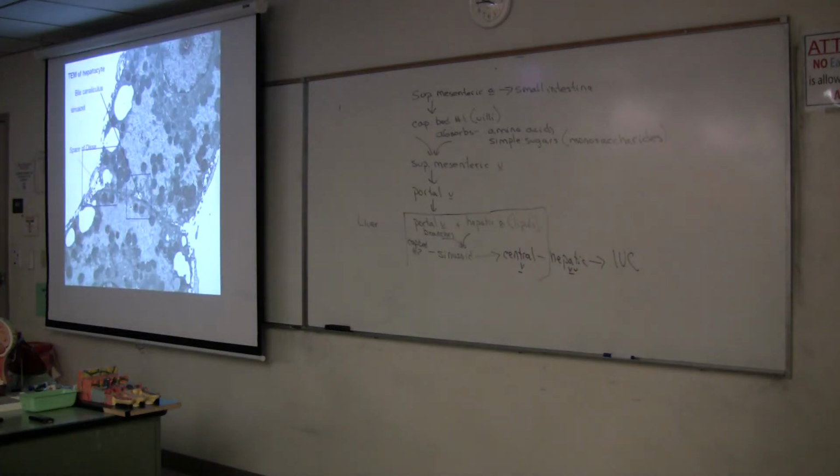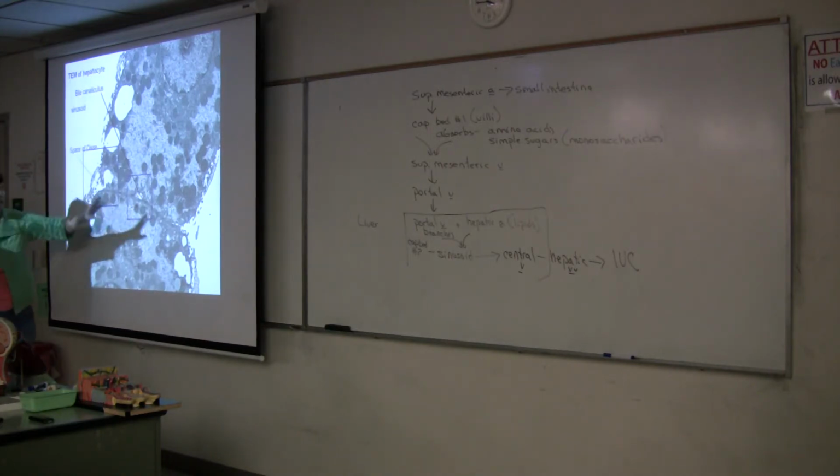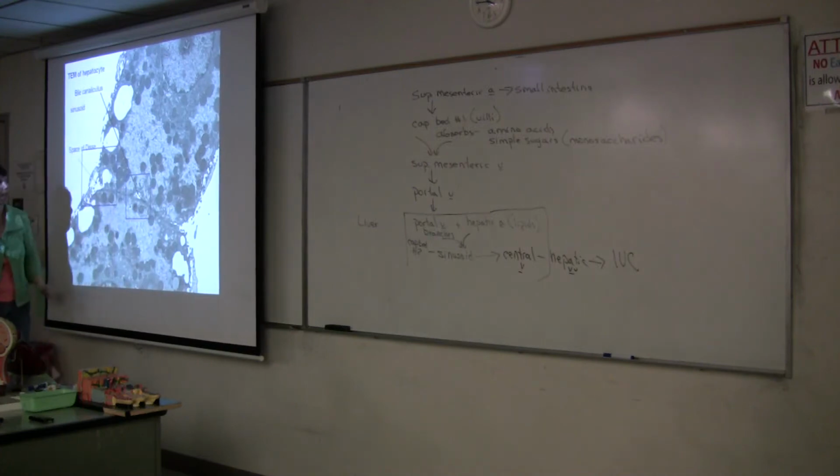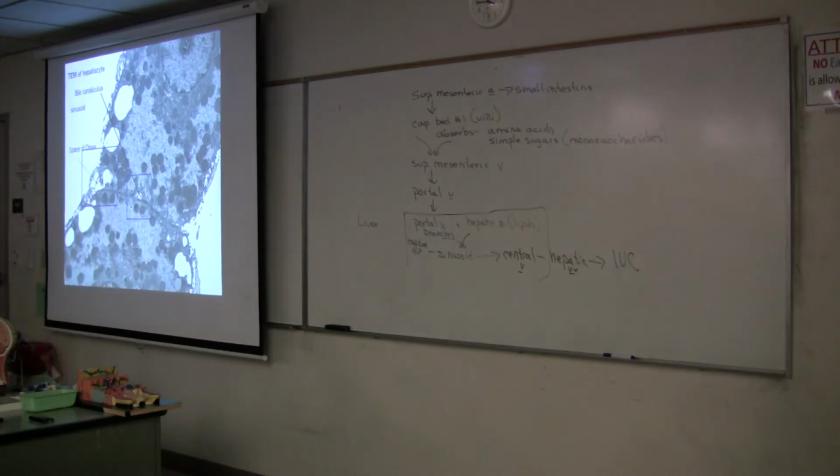Now the next slide is an electron micrograph of two hepatocytes. Here's a sinusoid. Here's another one. And what types of organelles would you expect to be common in a liver? It does a lot of protein synthesis. So what are the two organelles we see with protein synthesis? Ribosome, ER, and Golgi. All right.